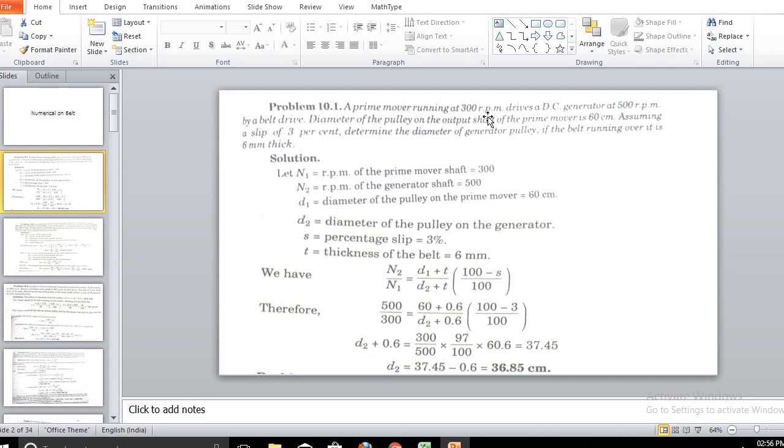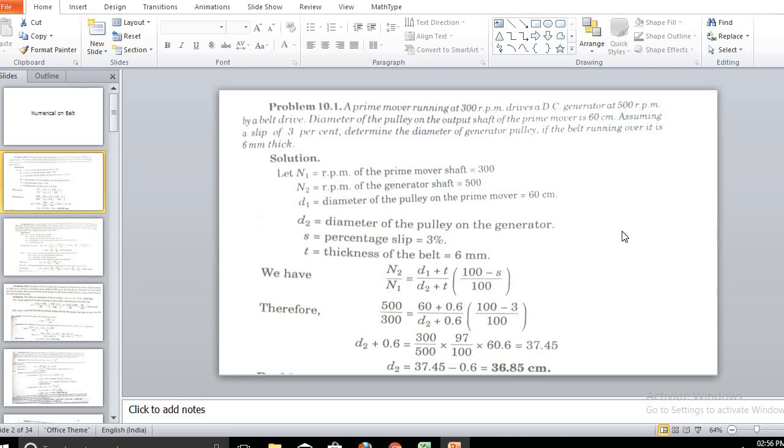A prime mover running at 300 rpm drives a DC generator at 500 rpm by belt drive. The diameter of the pulley on the output shaft of the prime mover is 60 cm. Assuming a slip of 3%, determine the diameter of the generator pulley if the belt running over it is 6 mm thick.